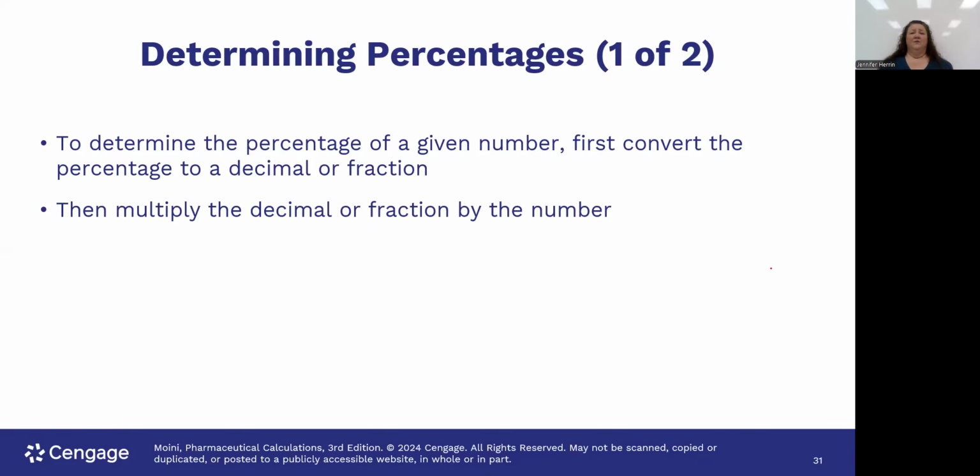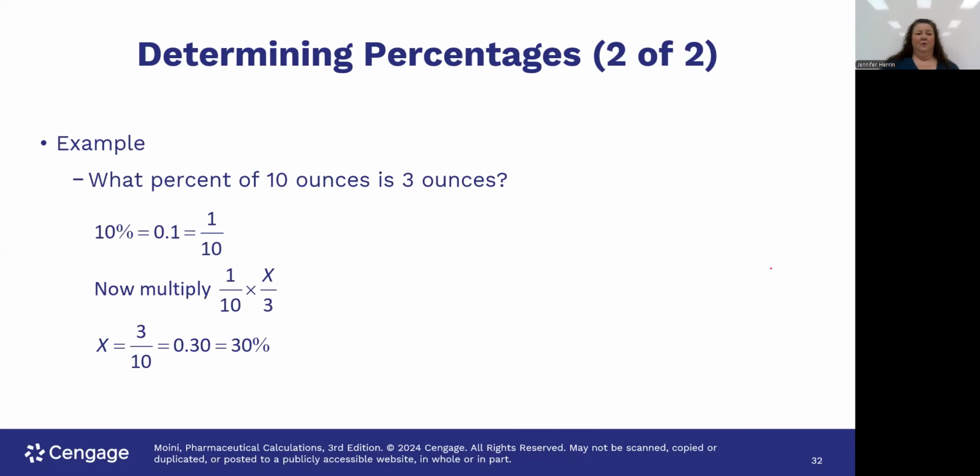So to determine the percentage of a given number, we're first going to convert that percentage to a decimal or fraction, and then multiply the decimal or fraction by the number. So they give us an example here of what percent of 10 ounces is 3 ounces. So they took 10%, converted that to a decimal, which can also be expressed as a fraction, 1/10, and then multiplied it to determine what percent the 3 ounces was of the 10 ounces.